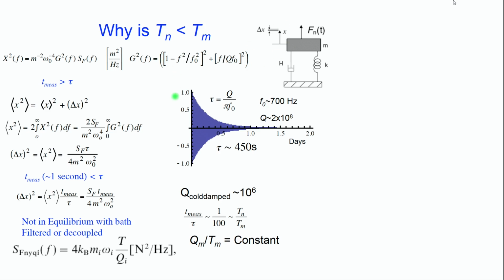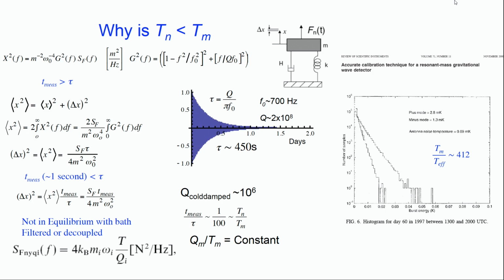And the reason you get a much lower noise temperature is because our resonators had a Q... they were 700 hertz. Originally it was 2 by 10 to the 8, but we cold damped to 10 to the 6. A ring down time of 450 seconds, but our sampling time was only 1 second. So we got this suppression from the mode temperature to the effective temperature, so we could resolve energy events.